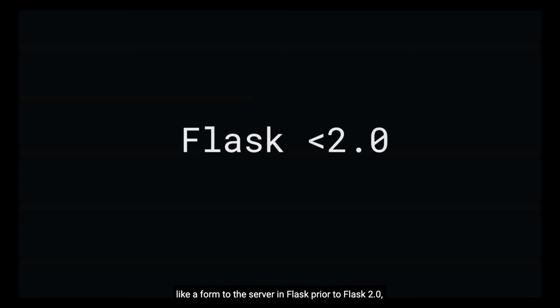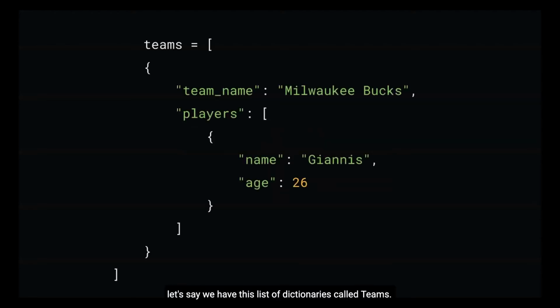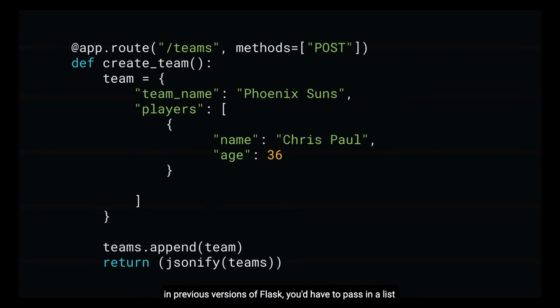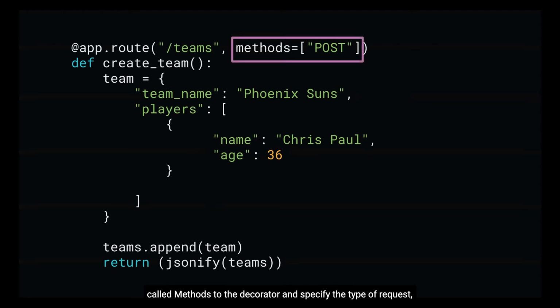A post request is for creating a resource, okay? So for like submitting data, like a form to the server. In Flask, prior to Flask 2.0, let's say we have this list of dictionaries called teams. Okay, you see my sports references here? This is my favorite basketball team, Milwaukee Bucks. And in previous versions of Flask, you'd have to pass in a list called methods to the decorator and specify the type of request, which is a post.